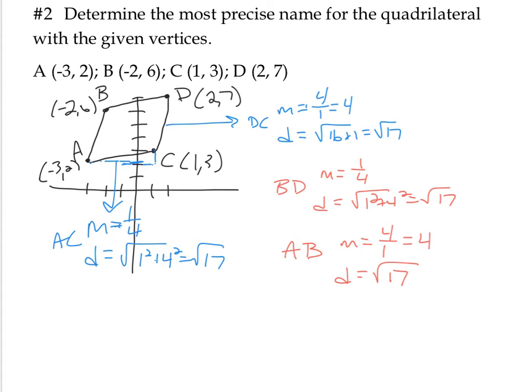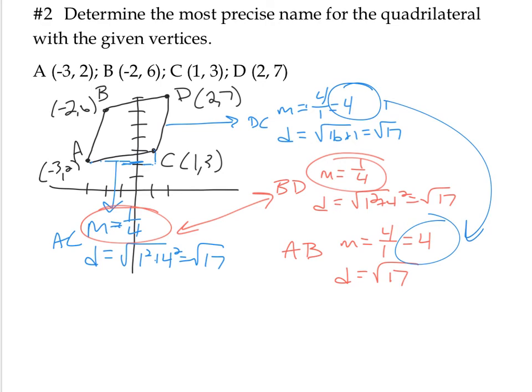Then let's look at the slopes. The slope of side AC is 1/4. That's this line right here, AC. Across from it is side BD, has a slope of 1/4. So these two sides are parallel. They both have the same slope, 1/4 and 1/4. And then we look at side DC, has a slope of 4. That's right here. And the side opposite that, AB, has a slope of 4. So these two sides are parallel.